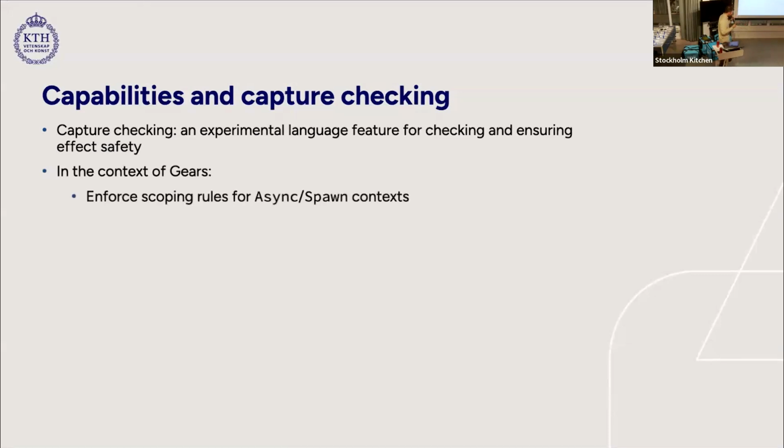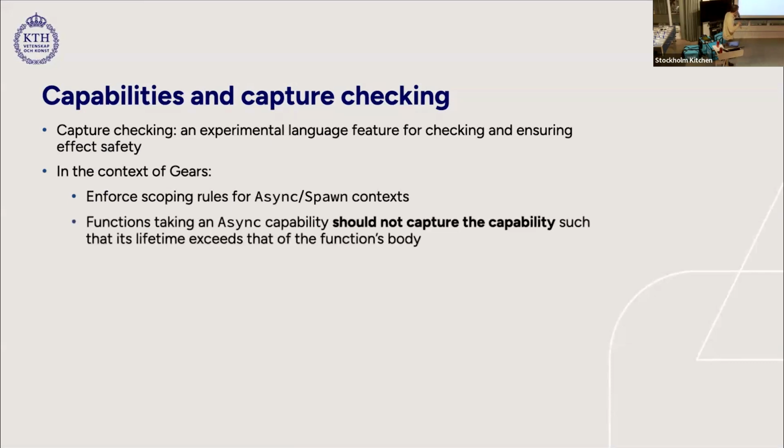All right. So now capture checking. There's a final ingredient. That's, like I said, an experimental language feature, but it's quite far along, so I think it'll soon be available. In Gears, the idea, which is hypothetical because it has not been implemented yet, is that you could enforce the scoping rules that you need.